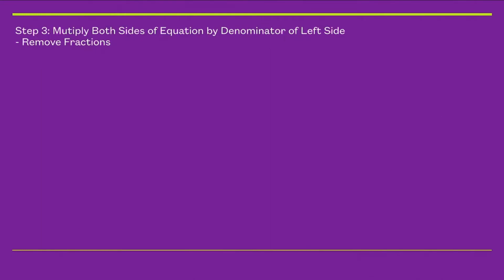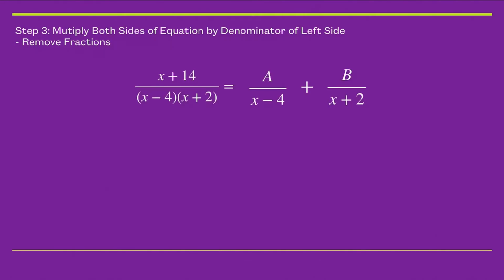Now, the next part says multiply both sides of the equation by the denominator of the left side. So what we want to do is get rid of the fractions now. Here's what we had from the previous slide. This is exactly the way we started it. So we filled in A and B for our numerators, and these were our factors. Now, I want to multiply both sides of the equation by the denominator of the left side. That's going to wind up getting rid of the entire fractions. We want to get rid of all the fractions here. That's going to make it a lot easier to work with.